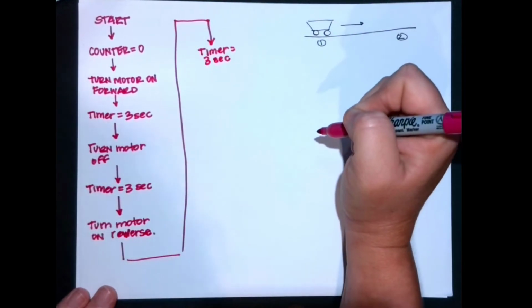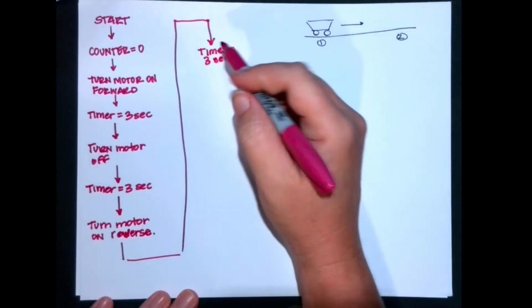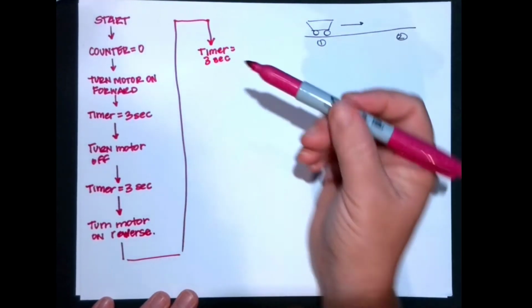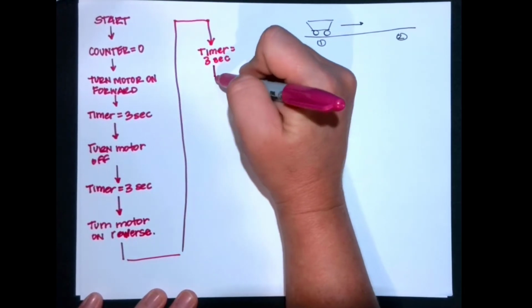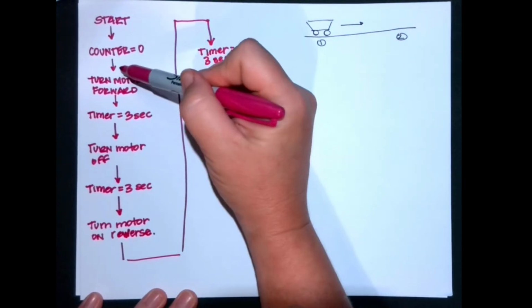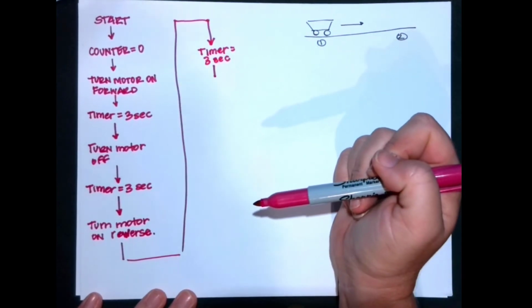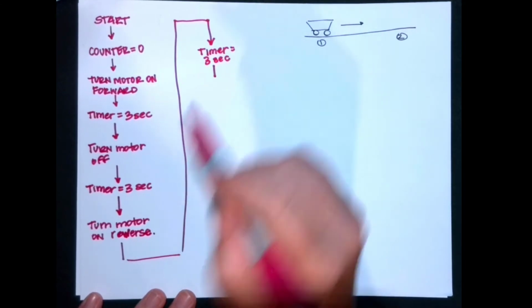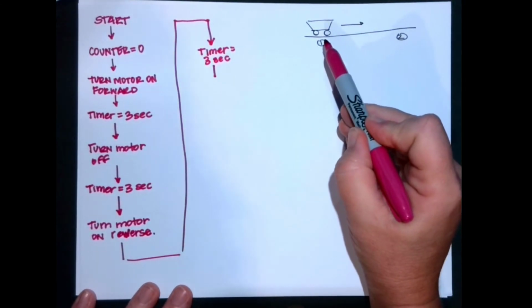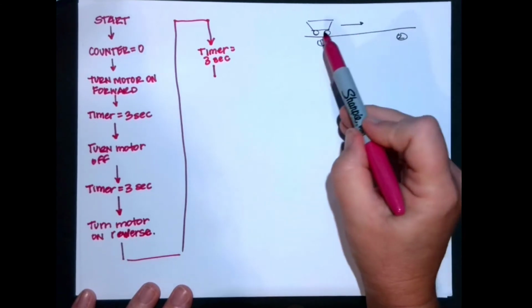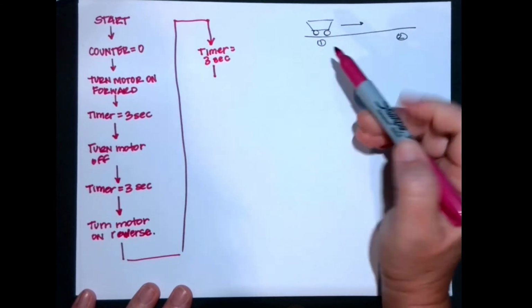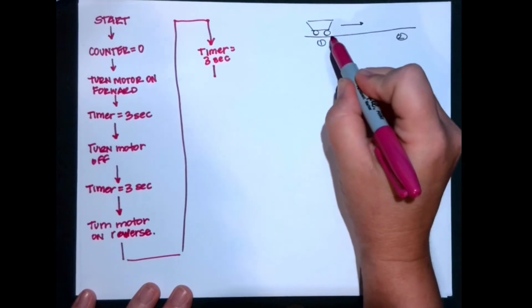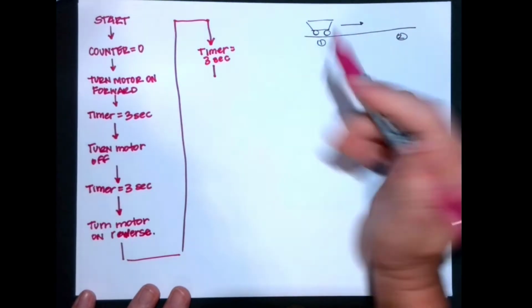From there, if this just did this continuously, then what we would do is run it back to here, to turn motor on forward. Instead, let's say we want it to run back and forth, make 3 complete loops. So it does 1 loop, and then it needs to do another loop, and then a 3rd loop, and then we want it to stop.